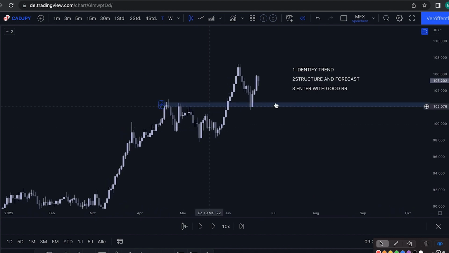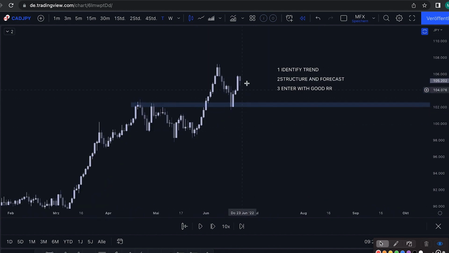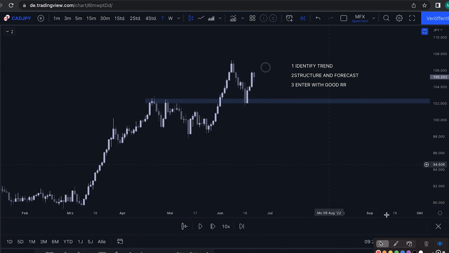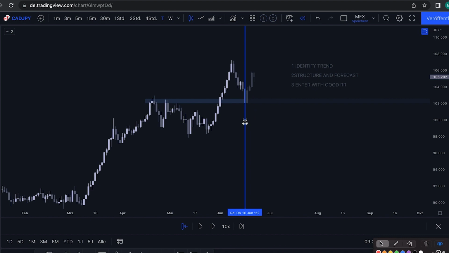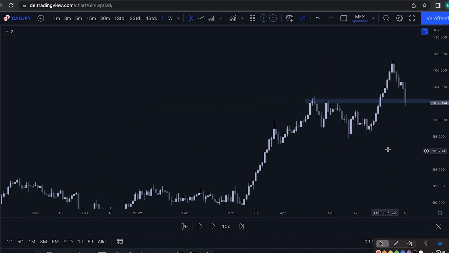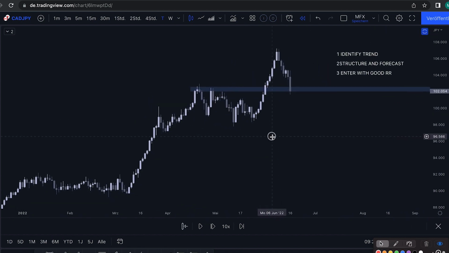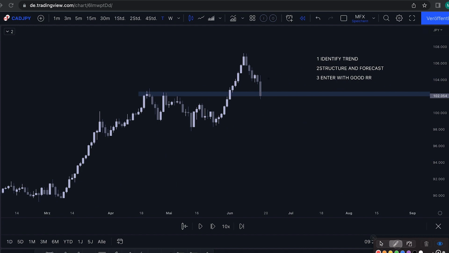This is our structure level. It tested and goes straight back upwards, right? Now, what would have been when the market actually breaks the structure level, all right? So when the market comes down and breaks the structure level, what can we do next?